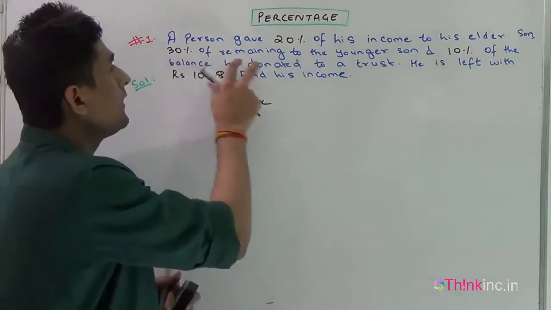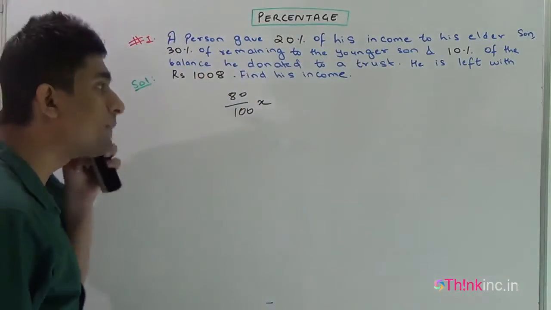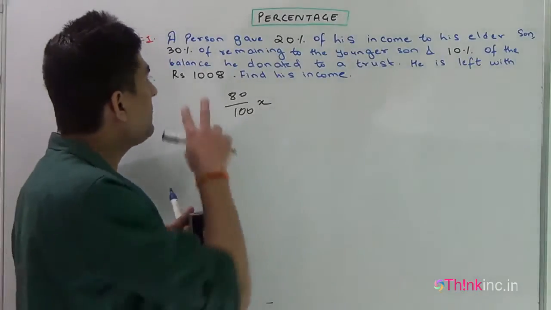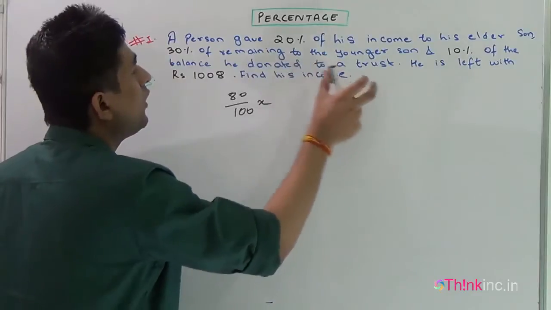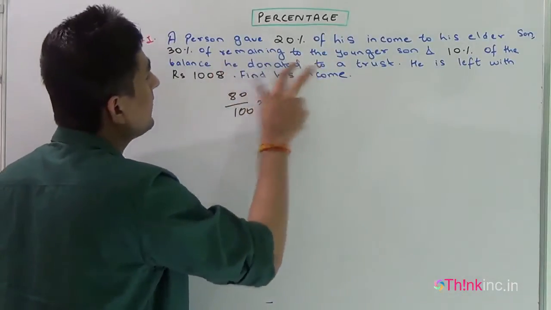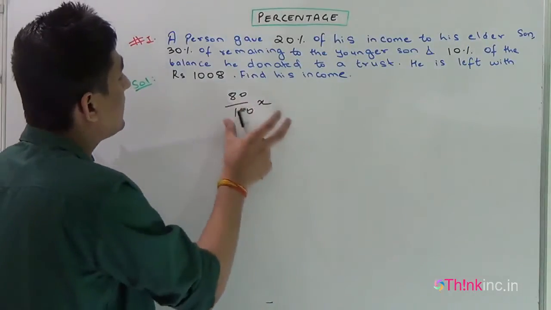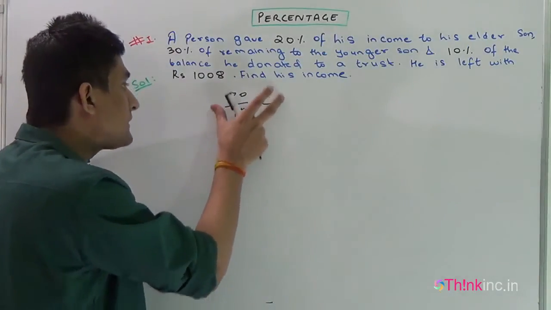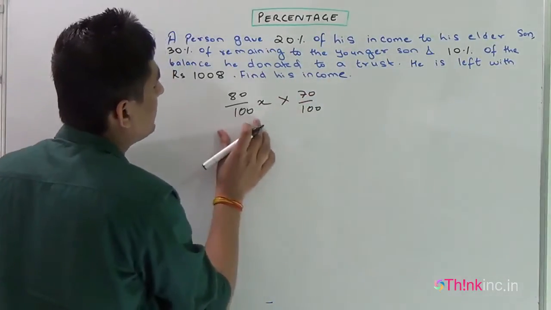Now he has given 30% of the remaining income to the younger son. That means he is left with 70% of the remaining income, because he has given 30%. So he is left with 70 by 100 of this remaining income.